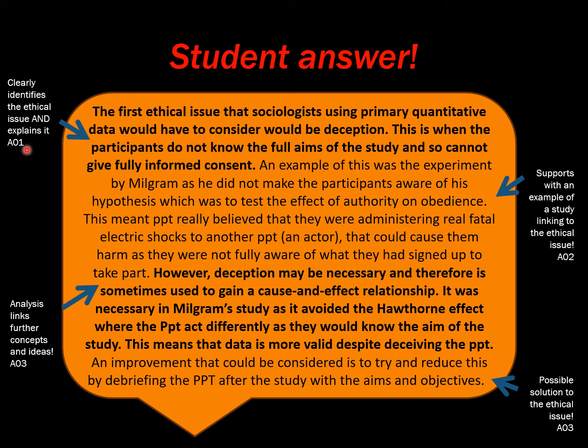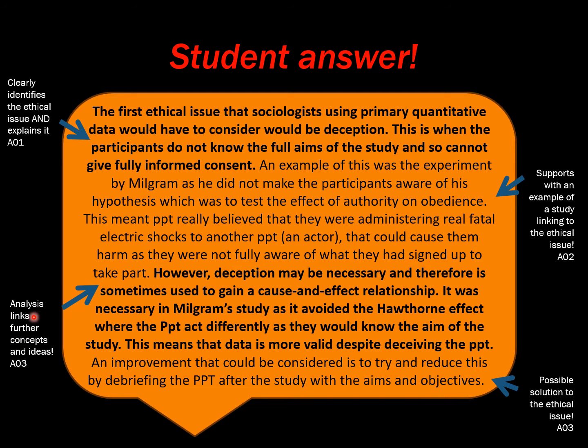To get the AO2 marks, this is where you've got to apply it to an example of what the question is asking. In this case, a primary quantitative method, and the student uses Milgram as an example of an experiment. And they explain as part of that experiment where the deception is within it. So these people who were the participants, they did not realise that they were administering fake electric shocks. They believed that they were real.